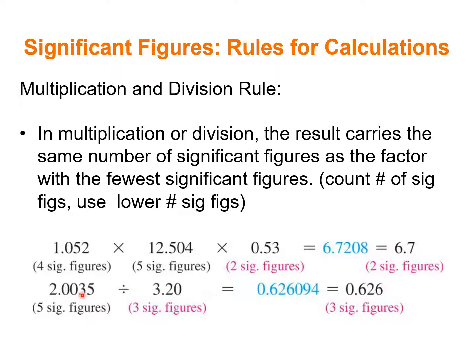Here I've got 5 significant figures: 1, 2, 3, 4, 5. Internal zeros are always significant. Zeros after the decimal point are significant, so there are 3 significant figures here. This is what your calculator spat out. It looks as if you got 1, 2, 3, 4, 5, 6 significant figures. But we know we can only have 3 significant figures because this is the least number of significant figures. So we have to round it down to 3 significant figures.